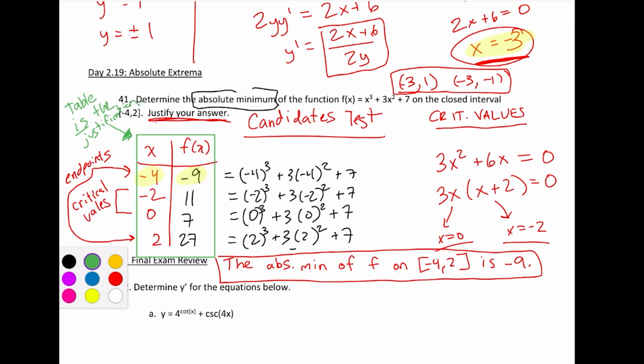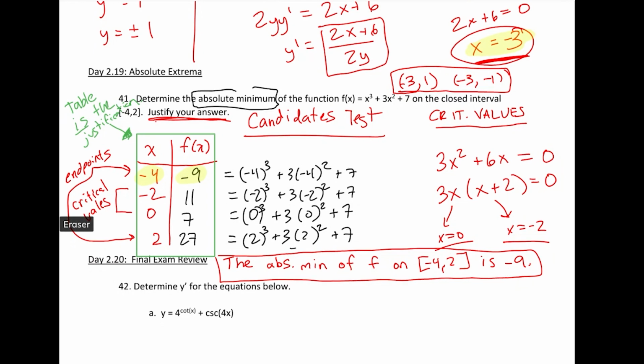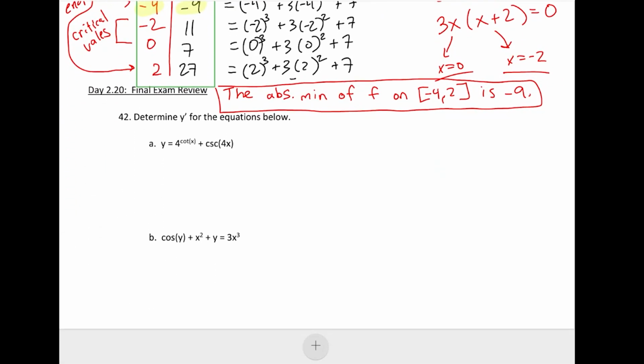Justification. There we go. So you don't have to make a separate statement. Your answer is that the absolute minimum is -9, and the justification is just showing your work going through the table and basically verifying that that is the smallest value. Okay, that brings us to our very last problem, and it looks like it's a two-parter here, of course.